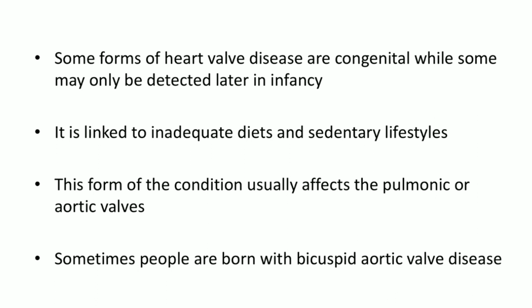Sometimes they can have defective leaflets that are deformed, they're an incorrect size, or not attached properly. Sometimes people are born with bicuspid aortic valve disease. This is where there are only 2 leaflets instead of the normal 3, often causing the valve not to open or close properly or tightly.